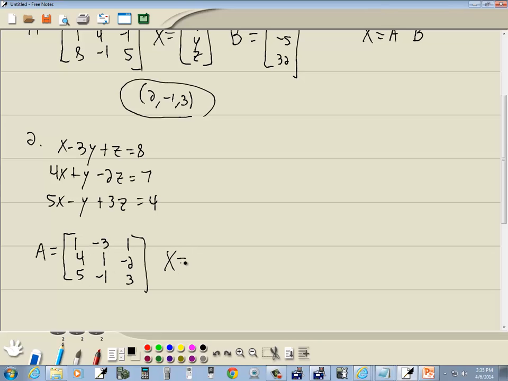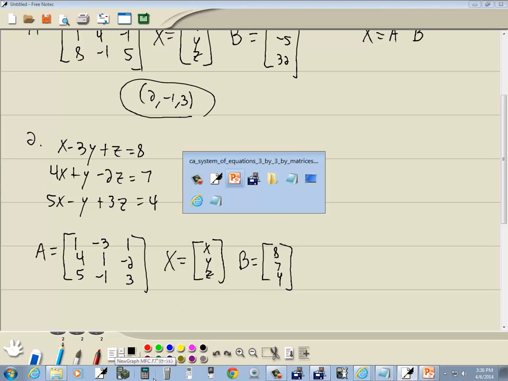Okay, now our variable matrix. That'll be our x, y, and z. And then B will be our constant values on the right side, which would be 8, 7, 4. Okay, well, let's go input those in.